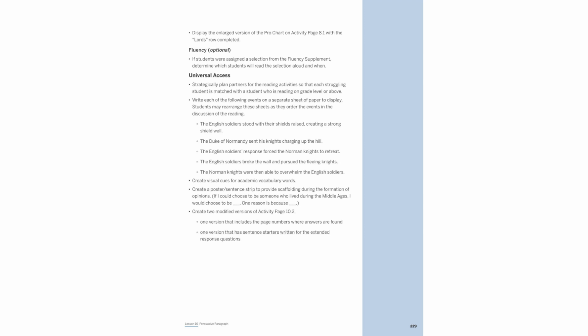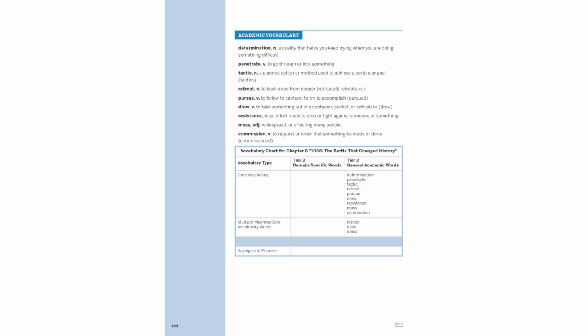Plan reading partners strategically, pairing struggling students with those reading at or above grade level. Arrange event sheets for discussion: English shield wall, Norman charge, English response, pursuit, and Norman victory. Use visual cues for vocabulary and provide scaffolding for opinion formation. Understanding key vocabulary enhances comprehension of historical events.